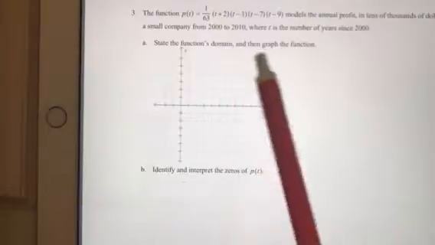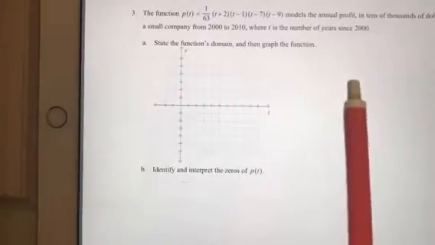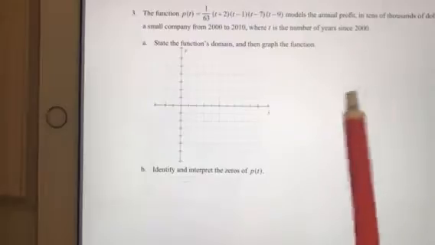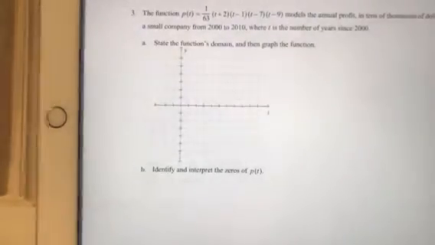So the function's domain is going to be 0 is less than x, or t, which is less than 10. That is our domain. I will write that down.